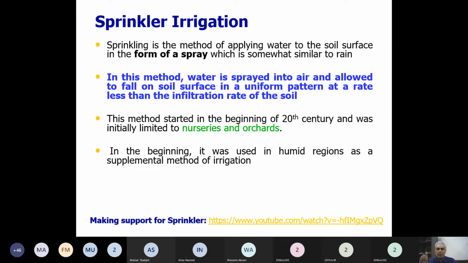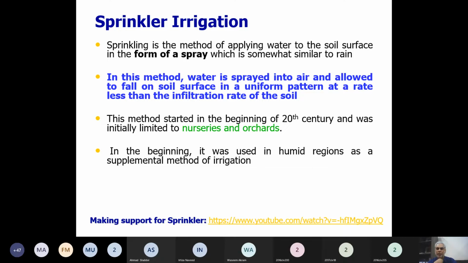We need a pumping system to supply water to the pipes, and the pipes are connected to the sprinkler guns or the sprinkler nozzles of variable types. So the basic difference from surface and subsurface irrigation is that in sprinkler irrigation we apply water to the land in the form of a spray, in the form of small droplets of water, like rainfall occurs. So it mimics the natural application of water on the ground.